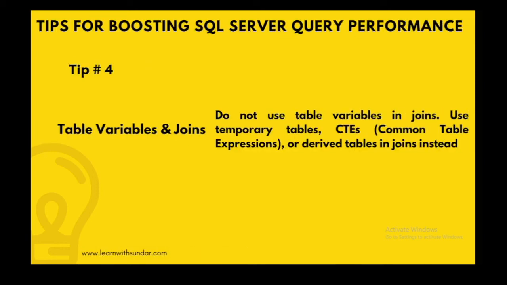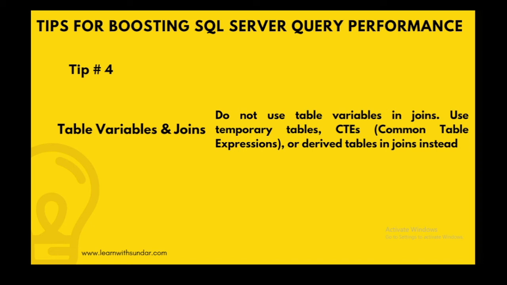The next tip is do not use table variables in joins. Use temporary tables, CTEs, or derived tables in joins instead. Even though table variables are very fast and efficient in a lot of situations, the SQL Server engine sees them as a single row. Due to this, they perform horribly when used in joins. CTEs and derived tables perform better with joins compared to table variables.